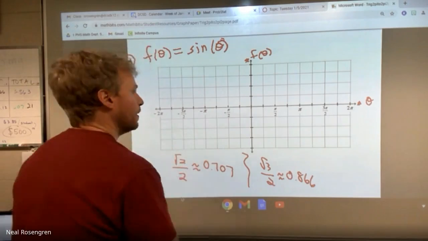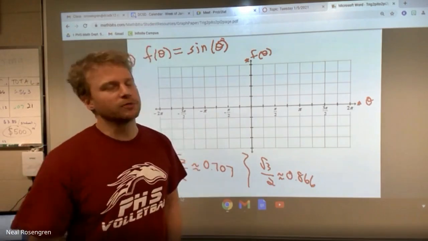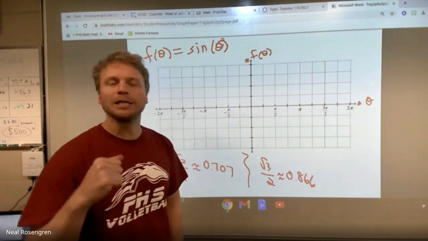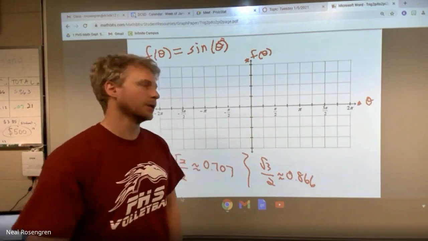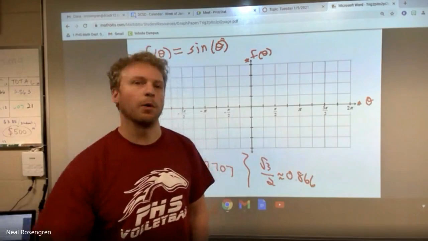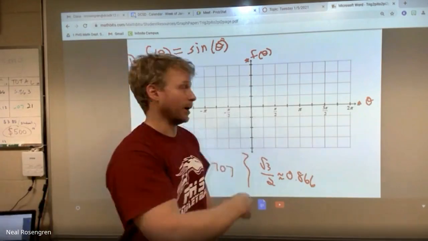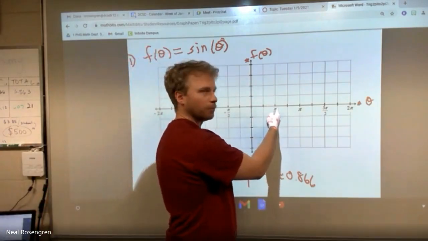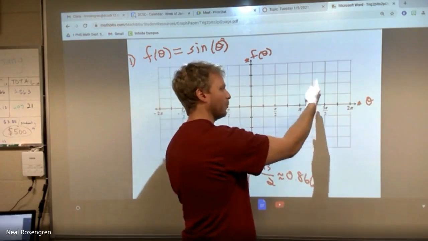Now, what I want to try to do with this very, very first one is plot every single y value along the unit circle. This scale, however, goes by pi/4s, right? Pi/4, then pi/2, 3pi/4, then pi, 5pi/4, and so on.